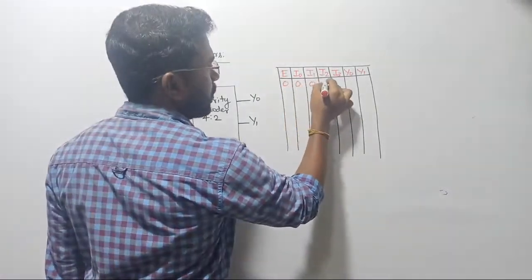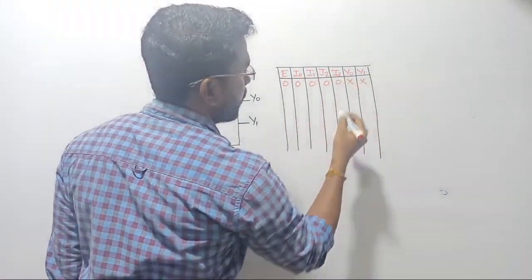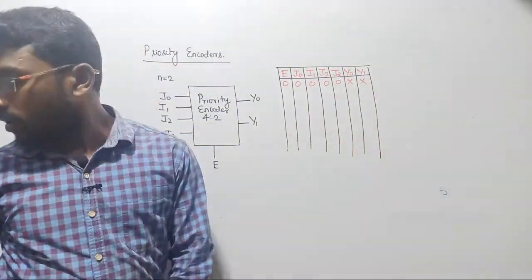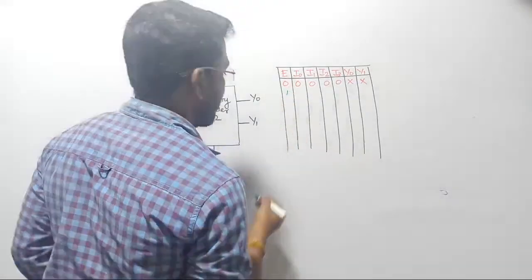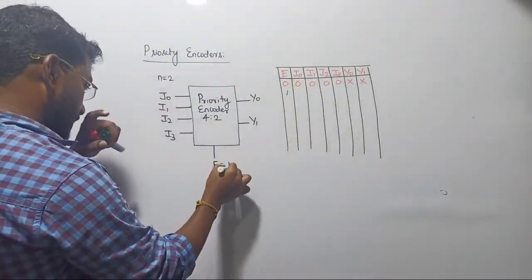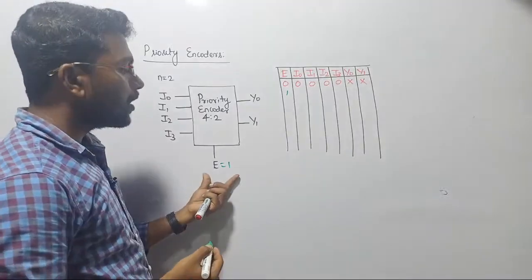If the enable pin is 0, what happens? When the enable pin is 0, the output is don't care. I have no problem with that. Now the second thing: the system is activated. The enable is set to 1, that is enable active.